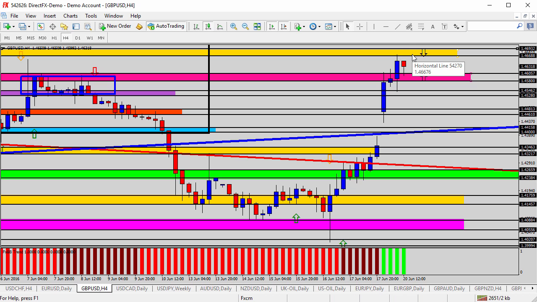If you're going to go short, try to get as close as possible to the yellow zone or under the pink zone. If you're going long, I think you need to be cautious because we're at the top of the trend right now for the pound dollar.